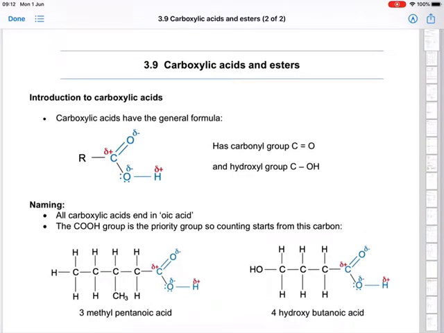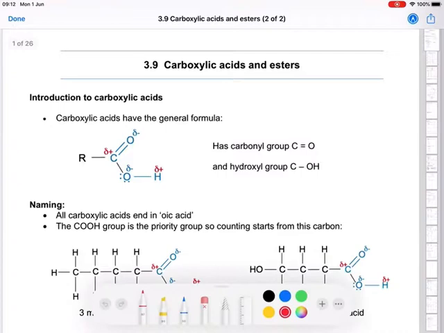Okay, so we're starting the carboxylic acids, and the carboxylic acids all have this functional group here, which includes a carbonyl group and a hydroxyl group as well. The two together make it the carboxylic acid, and of course, because oxygen is more electronegative, it means we're going to have a δ+ carbon and also a δ+ hydrogen on there.